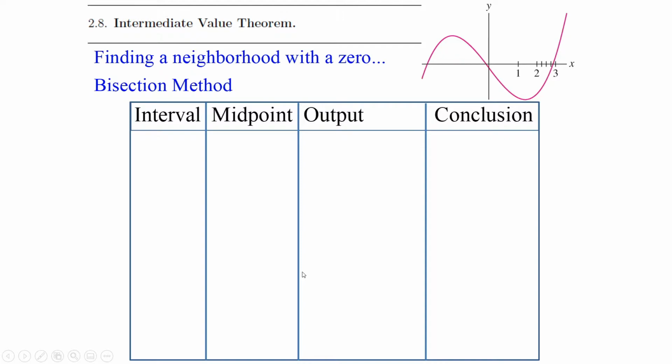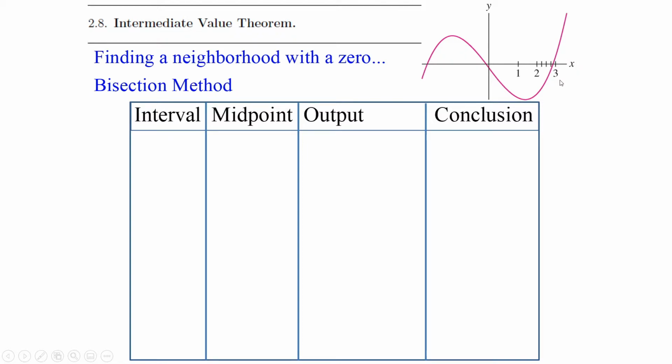Alright, so to apply the location principle, we use a tool called the bisection method. Alright, and with that, finding a neighborhood with a 0. Well, I've given you the graph over here of what looks to be a cubic, at least in this window, it looks cubic to me. And do you guys all agree that this cubic has a root somewhere between 2 and 3? So if I was going to use the bisection method to find that root, I would actually begin with an interval from 2 to 3.